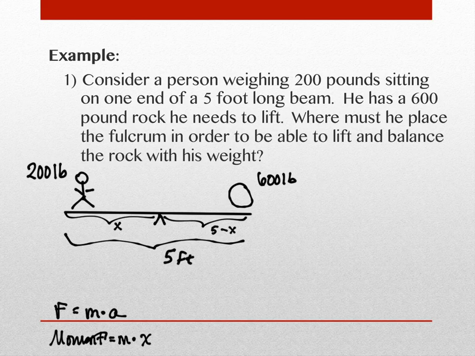So we have the weight of our 200-pound man. This is backwards of how it's written on my paper, but that's okay. The 200-pound man has a distance x from the fulcrum, right? His weight, his distance. And my 600-pound rock has a distance 5 minus x from the fulcrum. What we want is for these to be balanced, which is why they're set equal to one another. Our goal is to find the location where we would place the fulcrum.